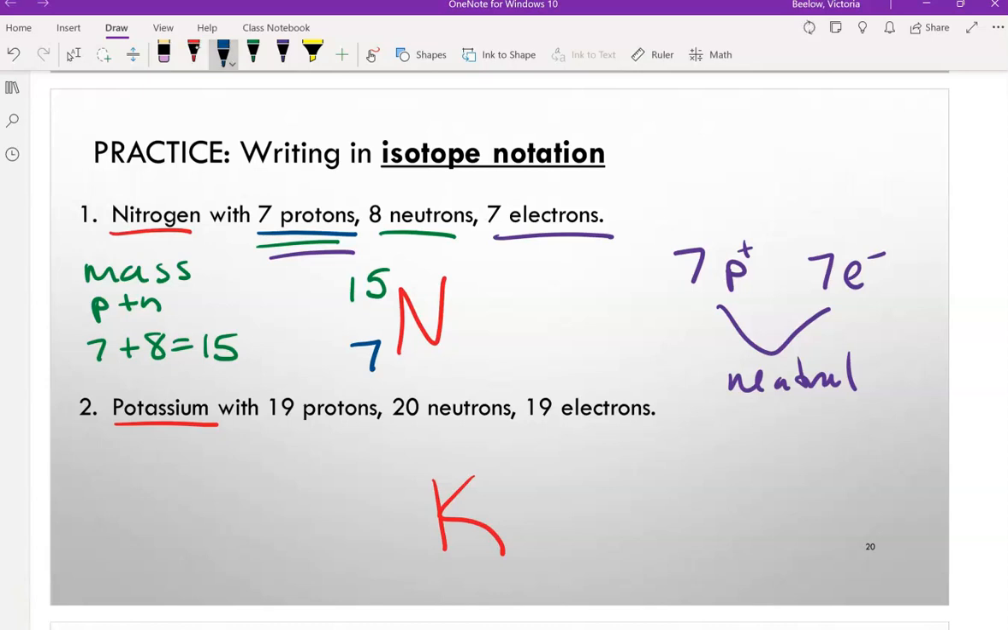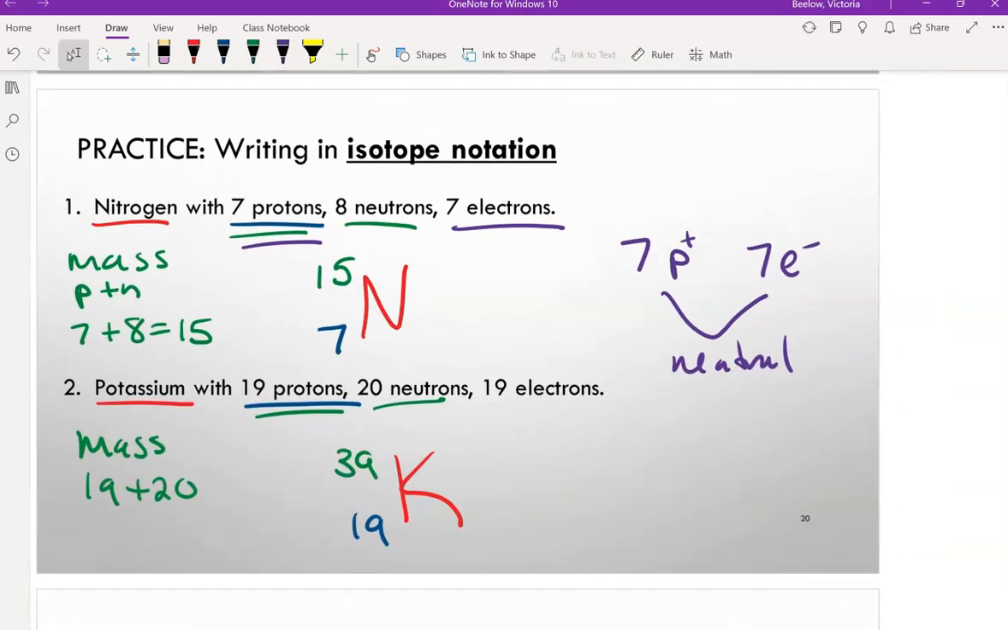Next, I know my number of protons because I'm getting that from the periodic table. The question is also telling me that. Then we have our mass, which again is protons plus neutrons. So 19 plus 20, which is 39. And lastly, for this problem we had a neutral charge, so we didn't have anything here. So we have 19 and 19.